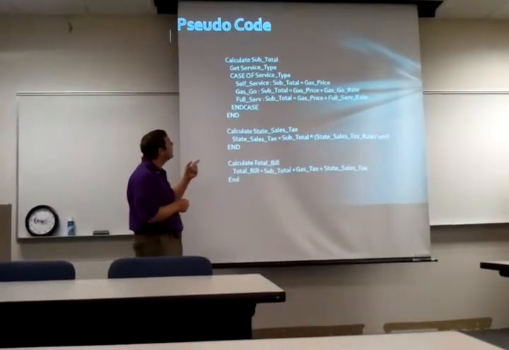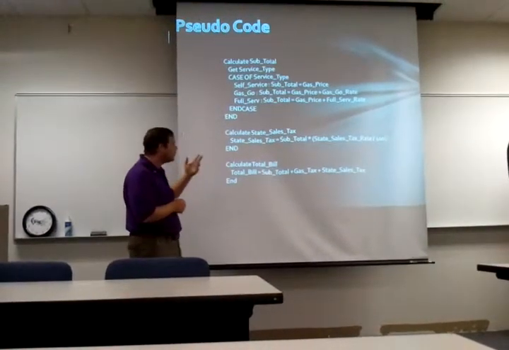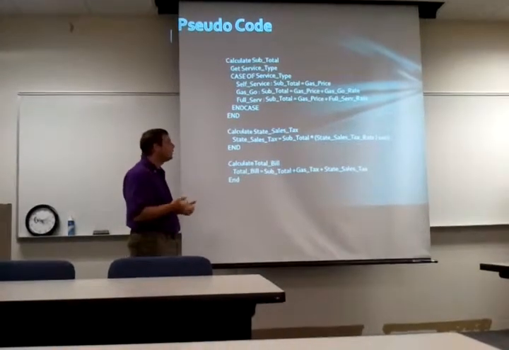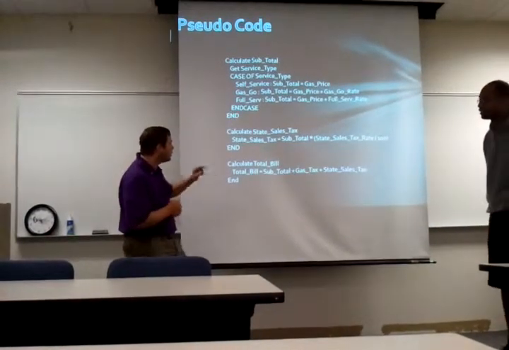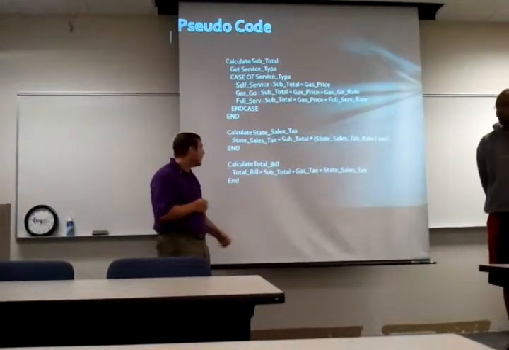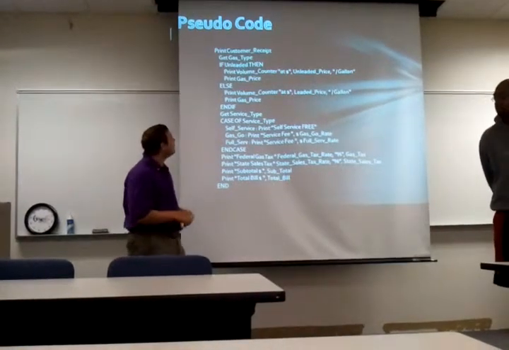Then we calculate the sales tax using the subtotal, which equals subtotal times the sales tax rate divided by 100. And then we're going to calculate the total bill. We're going to get the subtotal plus the gas tax plus the state sales tax. All right, and that's the end of all the calculations.